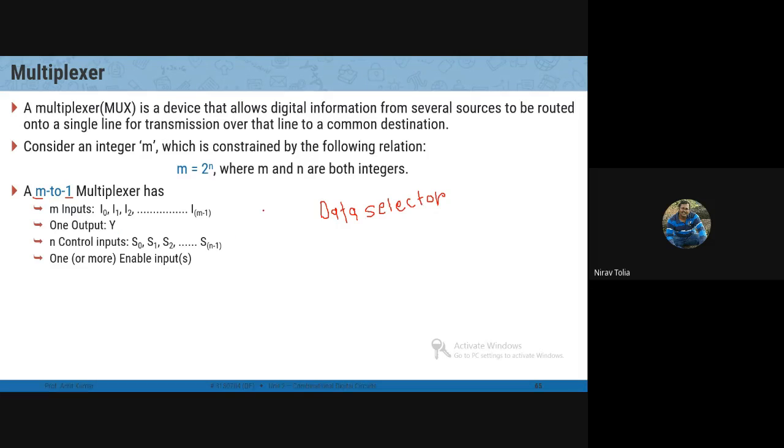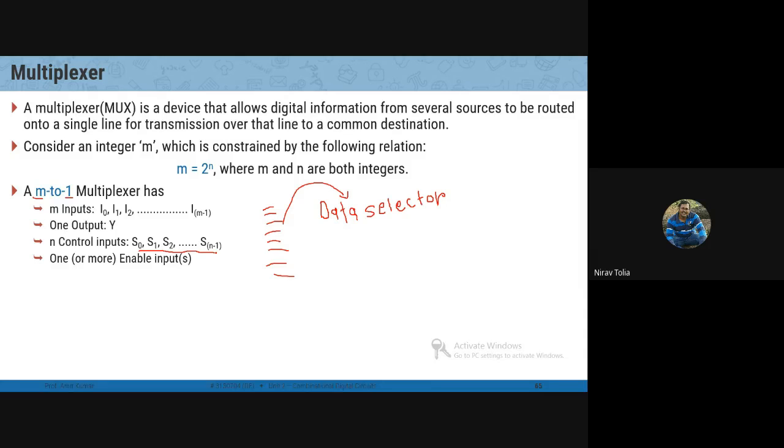But suppose I have many numbers of data. Which data comes to the output? Who selects that? For that we have the select lines. Now what is the role of select lines? Select lines will select which input is connected to the output first. So that is the role of the select line.